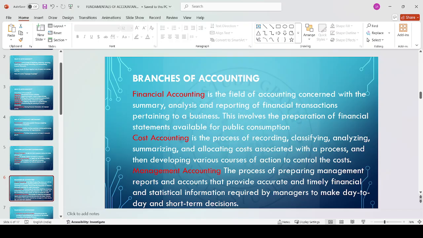Now third is management accounting. Unlike financial accounting, which is often for external users, management accounting provides financial and statistical information specifically for managers within the organization. This helps them make day-to-day and short-term decisions, improve their efficiency and plan for the future. Okay, now let's go to the next topic.